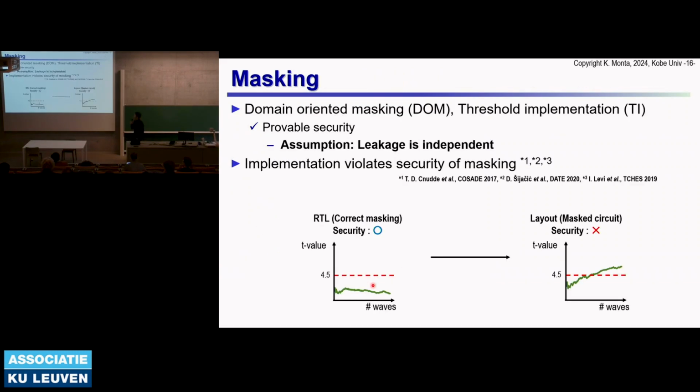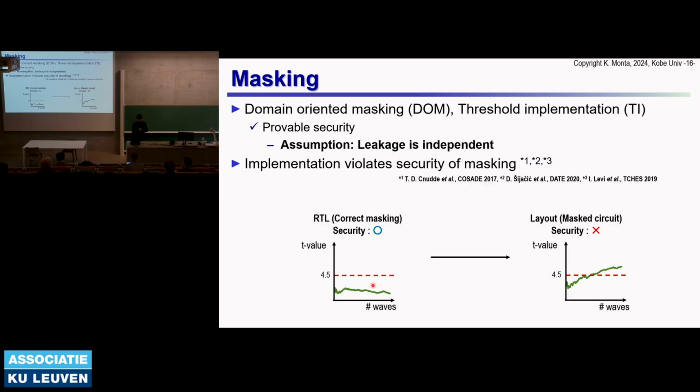In masking, there are two types of masking methodology which are tolerant against side channel analysis, even though glitches are happening inside the IC chip. One is domain-oriented masking, and another one is threshold implementation. These are said to be provably secure under the assumption that the leakage of each share is independent from each other. However, there are some previous works which show that implementation can violate the security of masking.